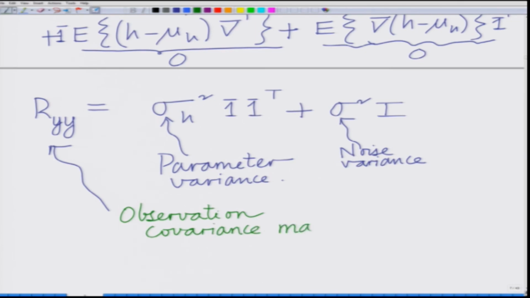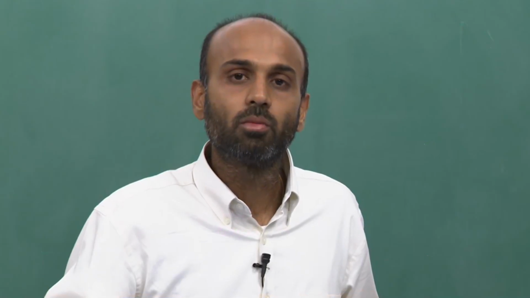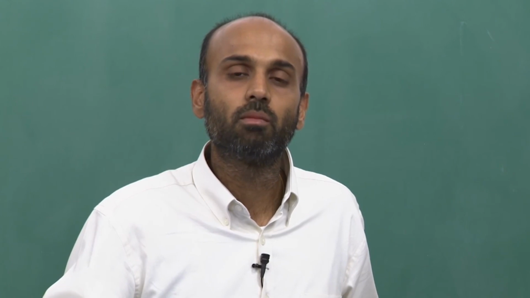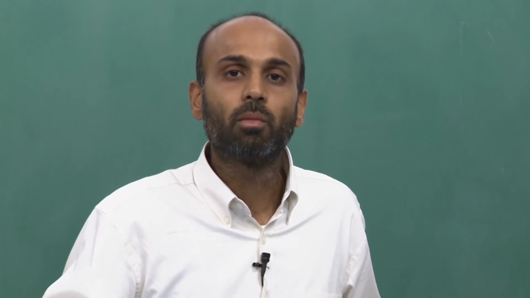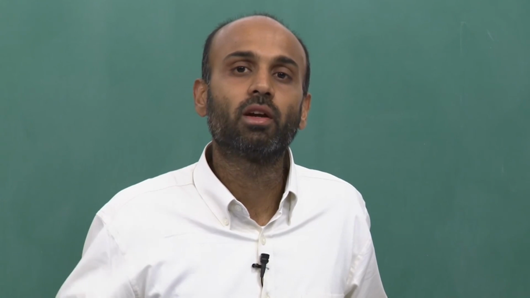In fact, it is the covariance matrix of the observation vector R_YY, which is the expected value of (y bar minus mu bar y) times (y bar minus mu bar y) transpose, which is equal to sigma h square times 1 bar 1 bar transpose plus sigma square times the identity matrix. Okay.